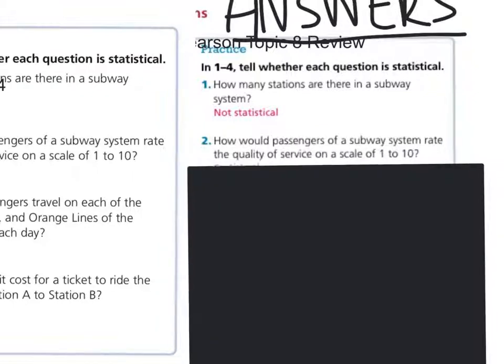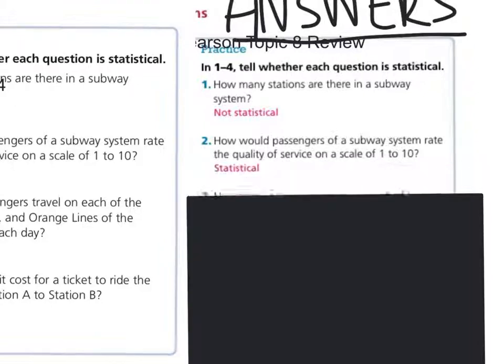All right, number 2, how would passengers of a subway system rate the quality of service on a scale of 1 to 10? So if we're asking passengers how they would rate the service, that would be statistical because we're going to get different answers presumably. We might have some 10s, we might have some 1s. It just depends. We'll probably have some in-betweens.